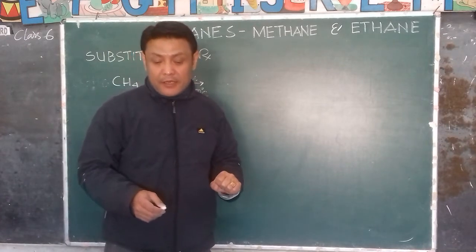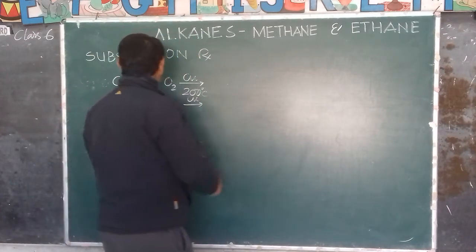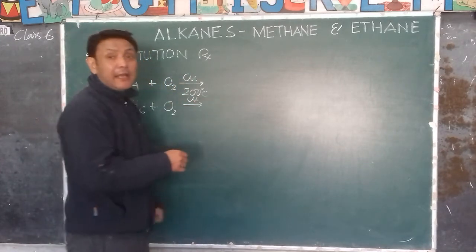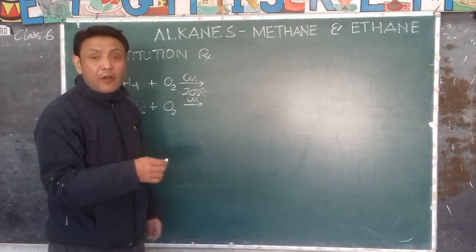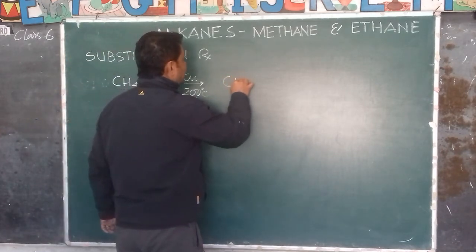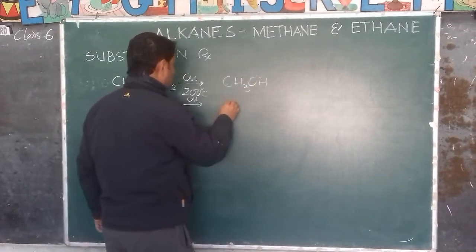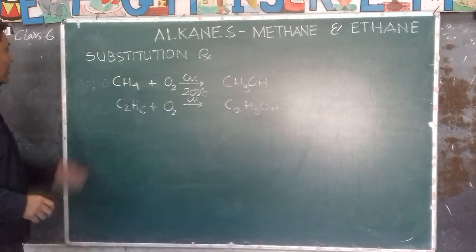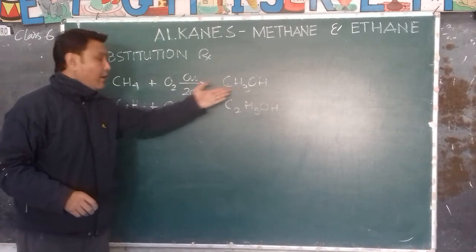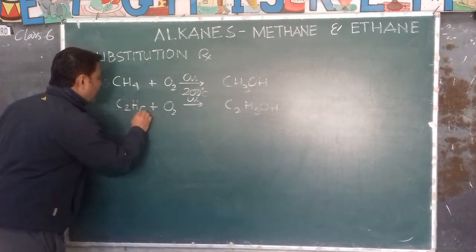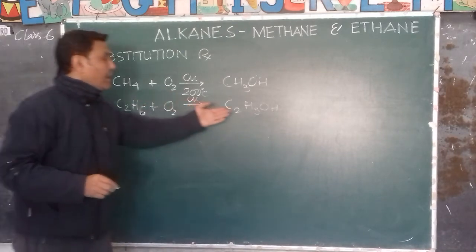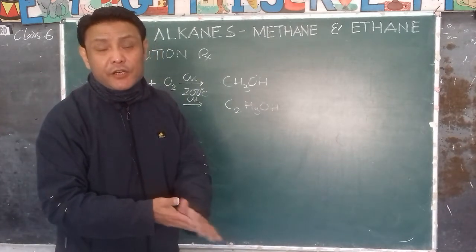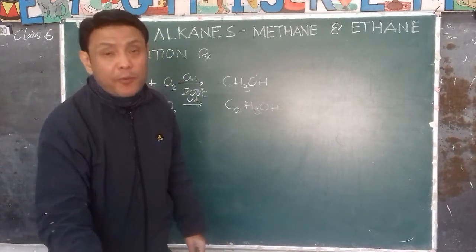Now, what are the products? The product of the catalytic oxidation of methane in the presence of copper, obviously copper is the catalyst here, is an alcohol. Methanol and ethanol in both the cases. So CH3OH and C2H5OH. Methane forms methanol, ethane C2H6 forms ethanol. Is it okay? So this is the catalytic oxidation of methane and ethane when copper is used.